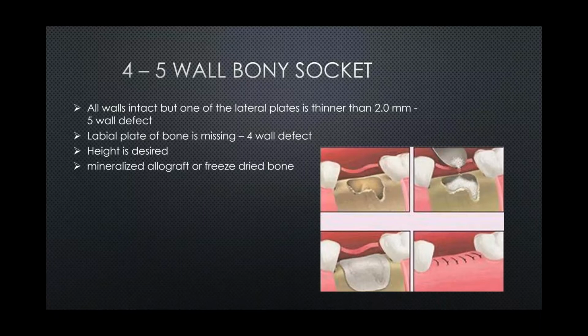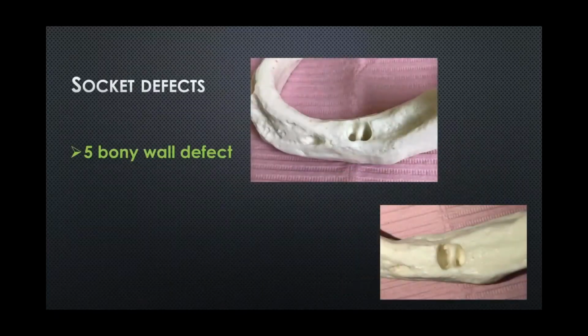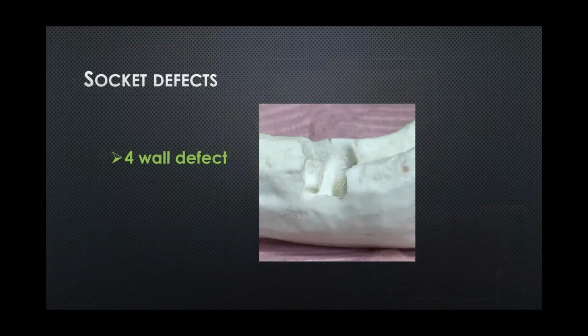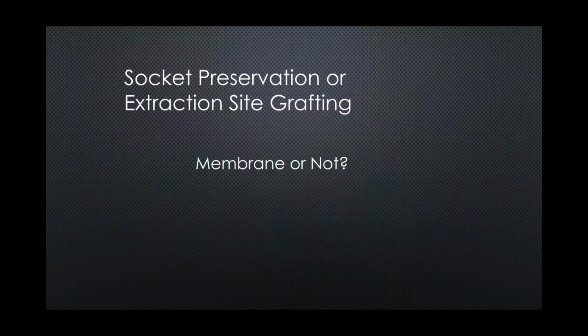So with the 4 or 5-wall defect, maybe all the walls are intact, or maybe one is missing, or one is very, very thin, under 1.5 millimeters. Okay, 5-wall defect, once again, all 5 walls are there. You have the lingual wall, the buccal wall, mesial distal walls, and the inferior wall. Okay, 4-wall defect, one of those walls is missing. And then the question becomes, do we place a membrane or not?